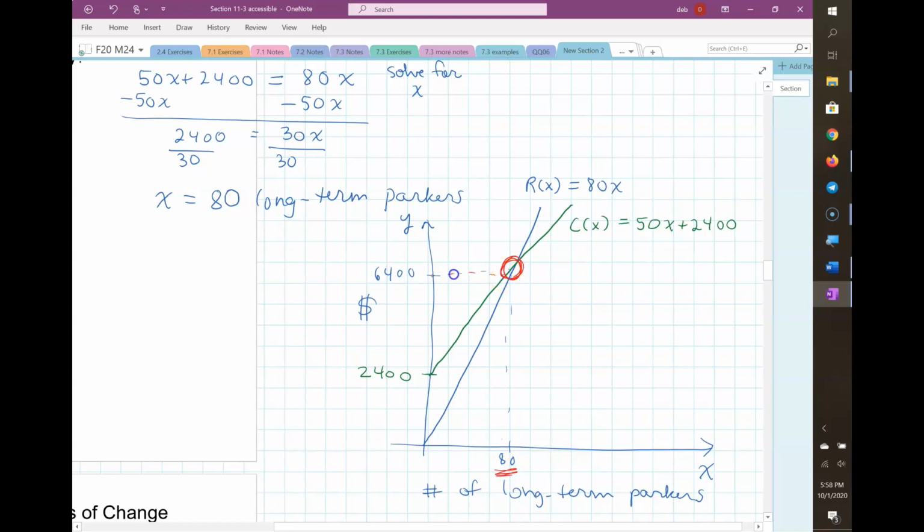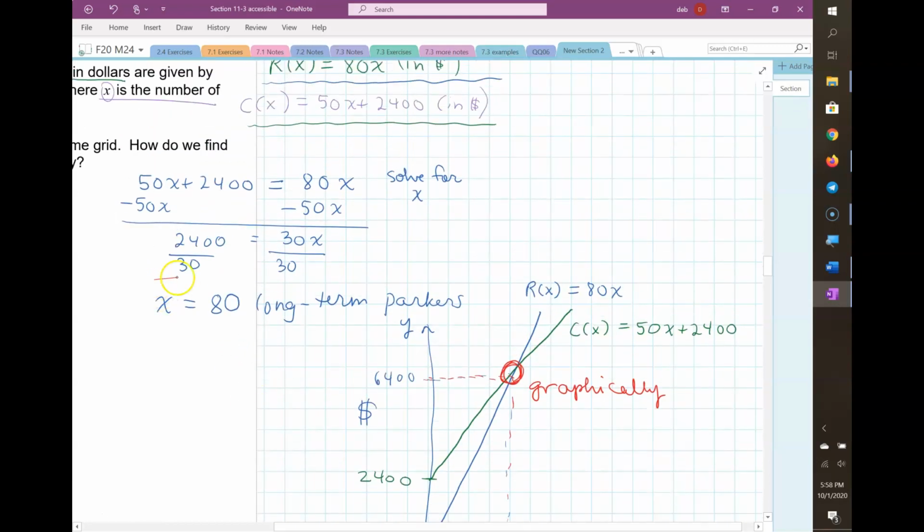And what we found with our algebra work was this break-even point where you have 80 long-term parkers, your revenue is $6,400. And go ahead and plug in 80 to the cost function, and you'll see that the cost is also 6,400. So this is graphically, by looking at the graph and seeing that when you have 80 parkers, your cost and your revenue are equal at 6,400. This was algebraically.